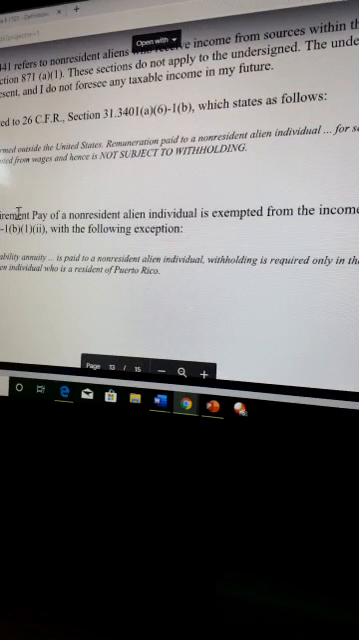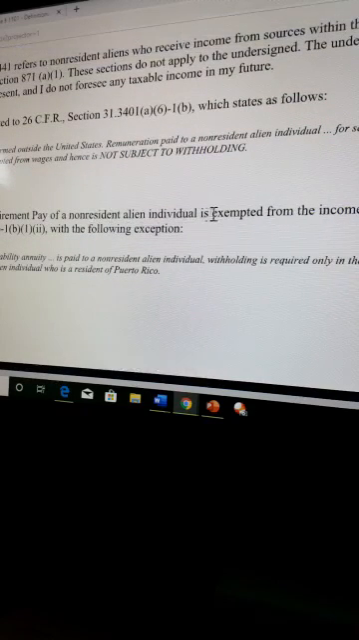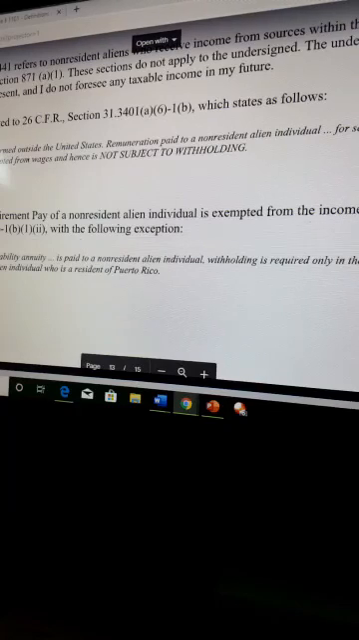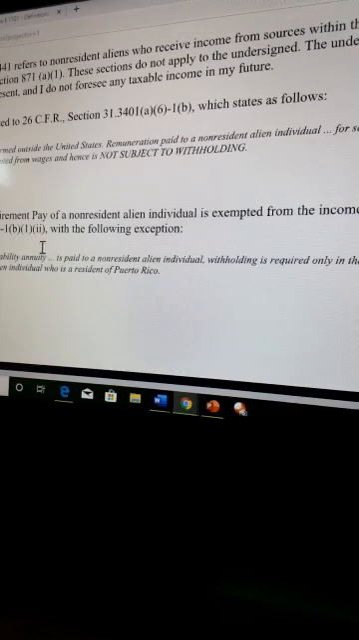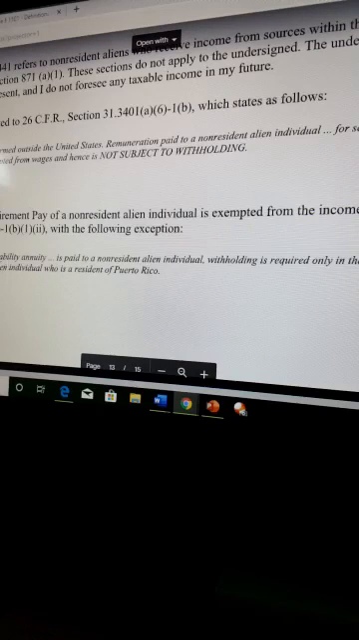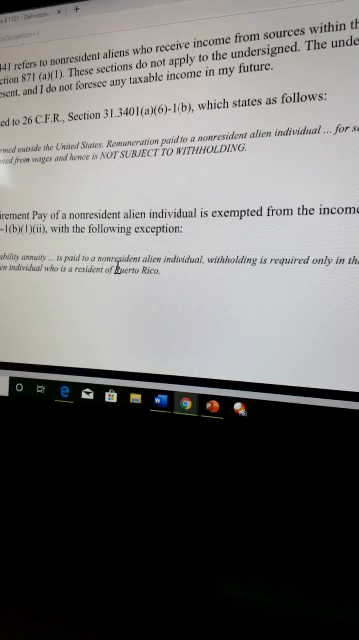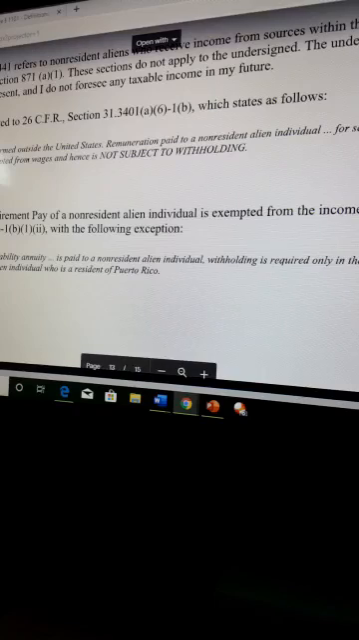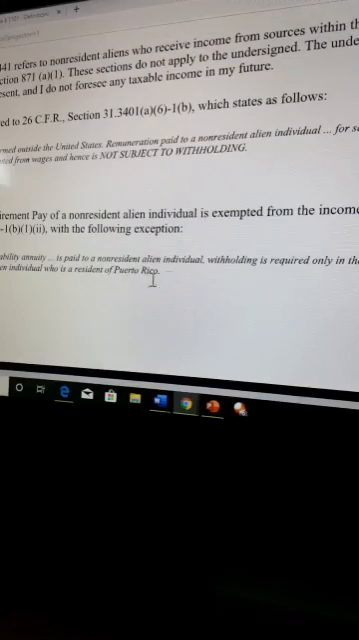As a rule, military retirement pay of non-resident alien individuals is exempt from the income tax at Title 26 CFR Section 31.3401(a)-1(b)(1)-2 with the following exemption. Where such retirement pay or disability annuity is paid to a non-resident alien individual, withholding is required only in the case of such amounts paid to a non-resident alien individual who is a resident of Puerto Rico.